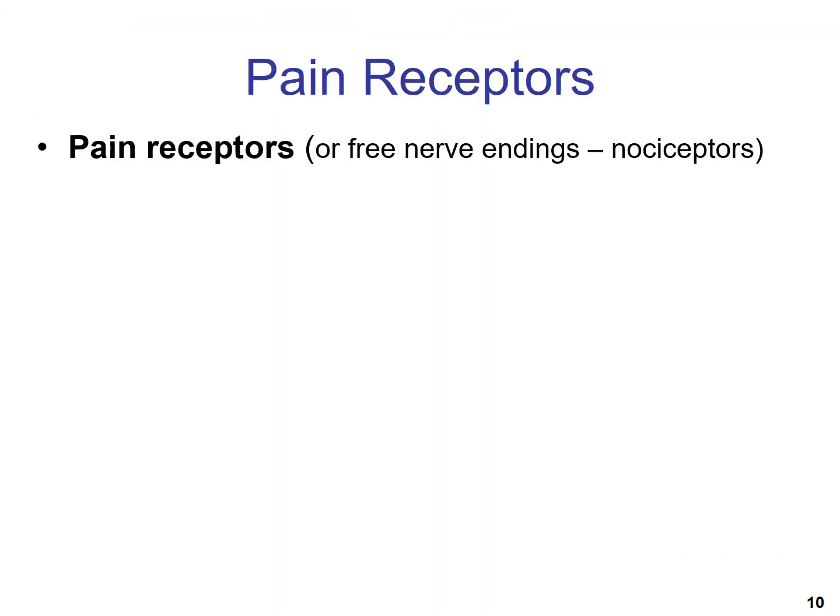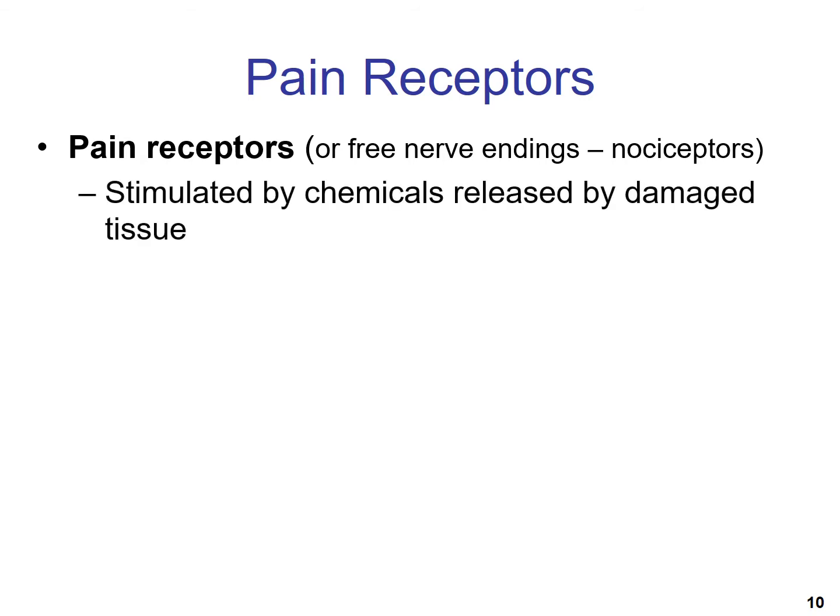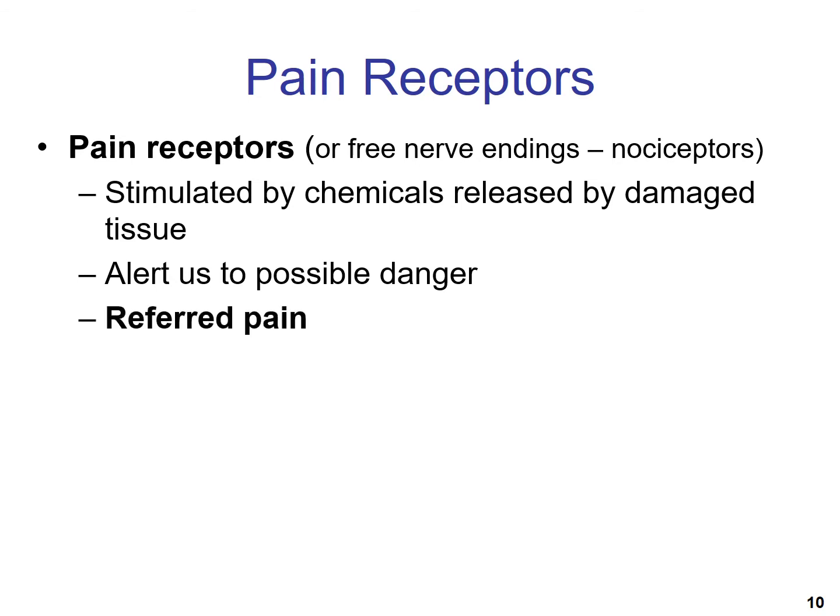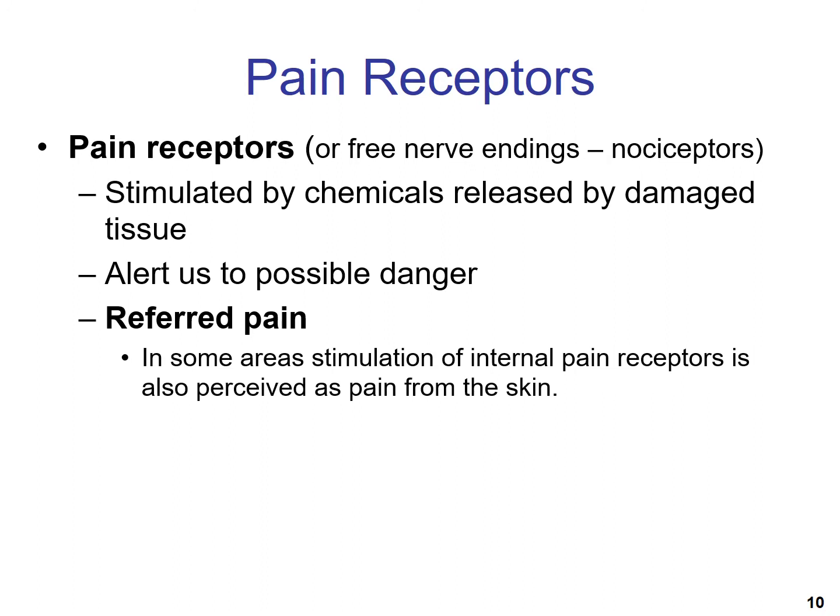Now, as far as pain receptors go, these often get called nociceptors. These get stimulated by chemicals that are released when tissue is damaged, and what they do is alert us to possible danger or possible damage to the skin. There is something called referred pain, and this is a little more of a complicated story. Referred pain happens when stimulation of pain receptors also gets perceived as pain from the skin.